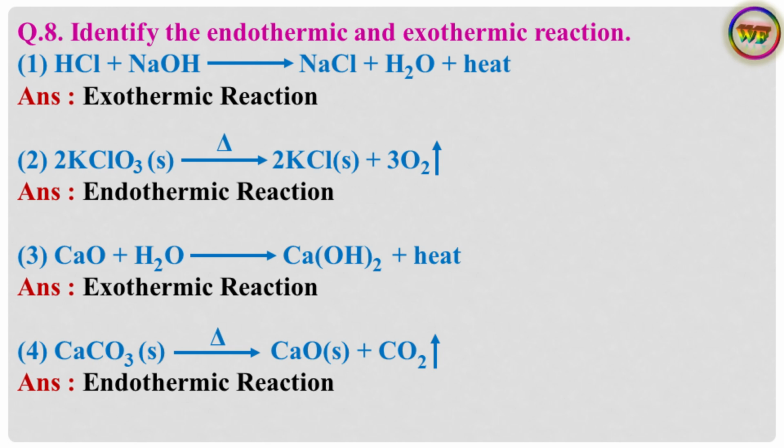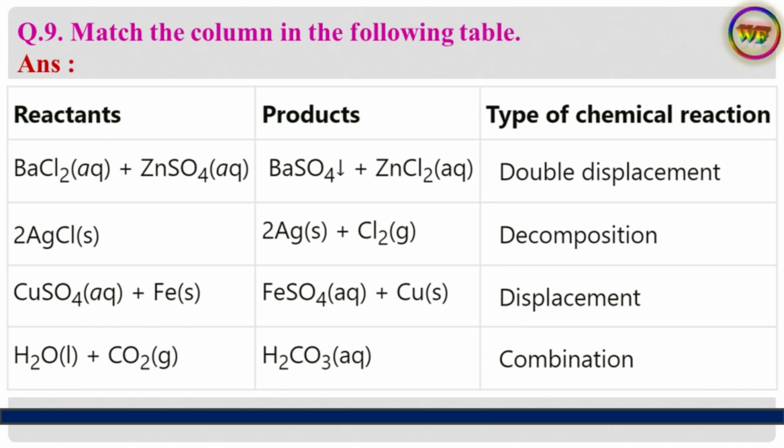Sub-question 3. Calcium oxide plus water yields calcium hydroxide plus heat. Answer. Exothermic reaction. Sub-question 4. Calcium carbonate solid yields calcium oxide solid plus carbon dioxide gas. Answer. Endothermic reaction. Question 9. Match the column in the following table. Answer is given directly.